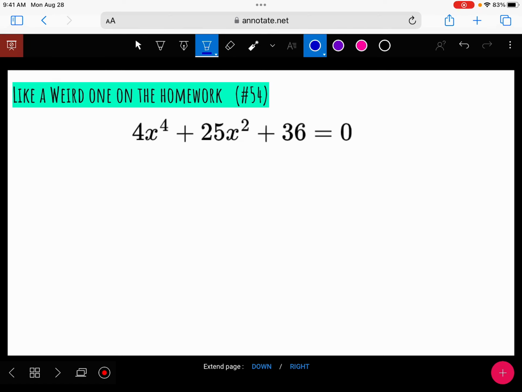What if we just switch our variable? Remember u substitution? I'm going to switch my variable. You can't square root the whole thing, but I get the vibe. Okay? I'm going to rewrite this with a new variable. I don't like having the x to the 4th there. But I could rewrite this as 4 times u squared, 25. I'm changing my variable because I don't like it.